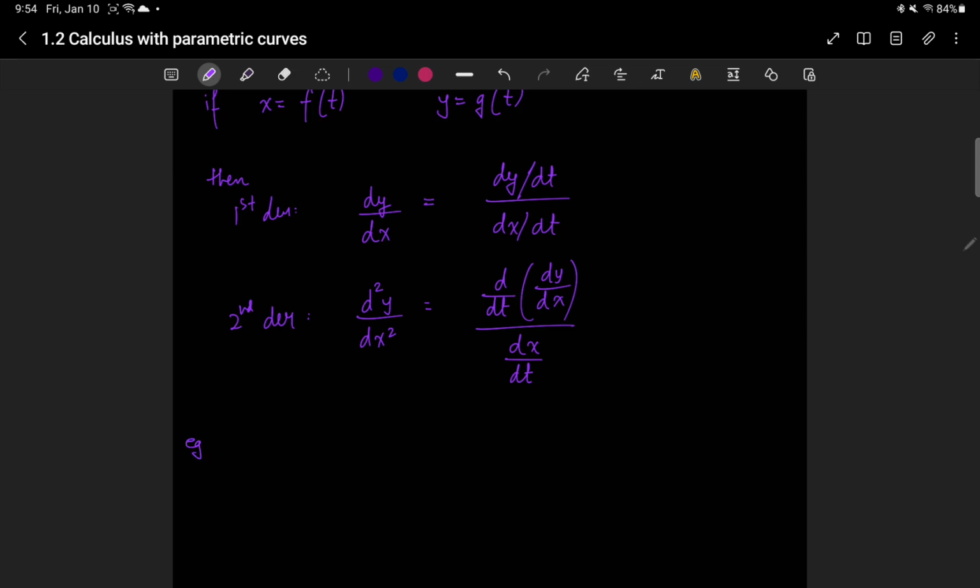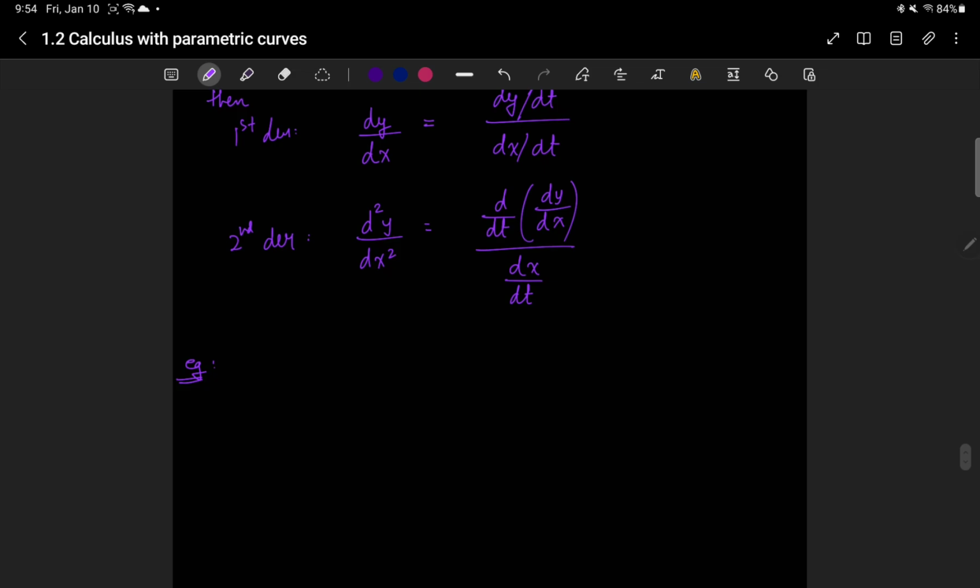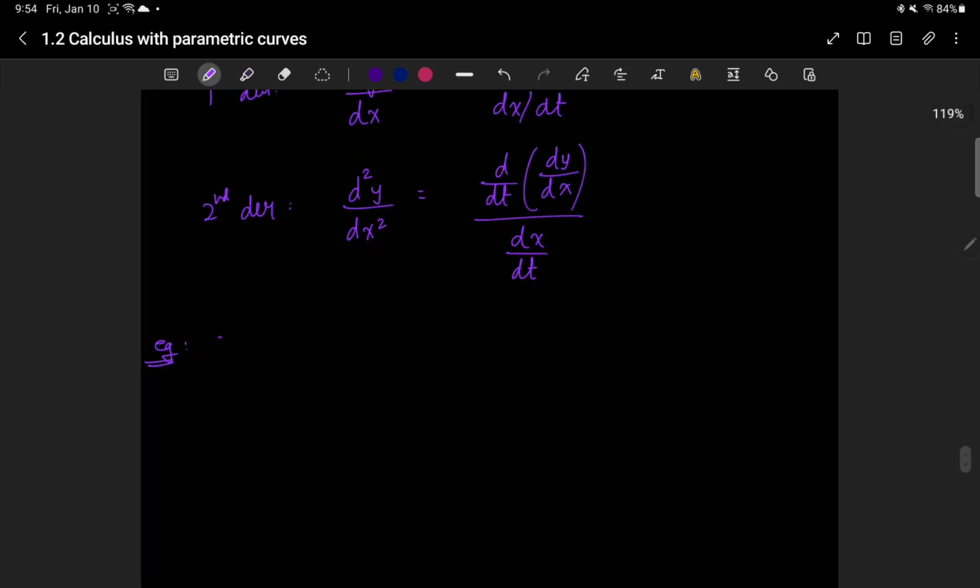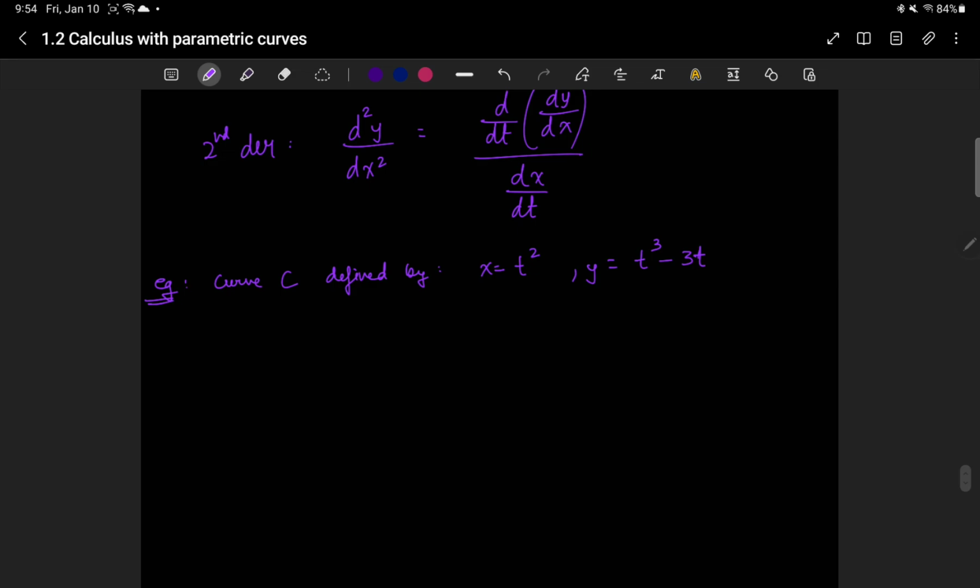So let's look at an example. Suppose we have a curve C defined by x equals t squared and y equals t cubed minus 3t. Okay, so let's find each of these derivatives.